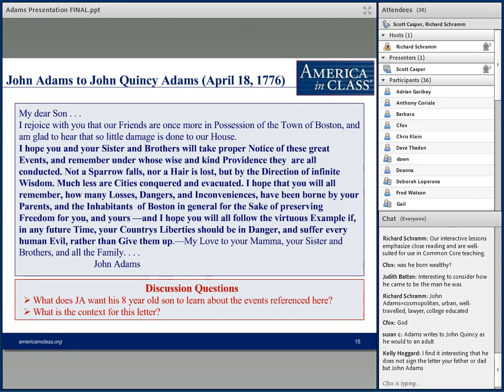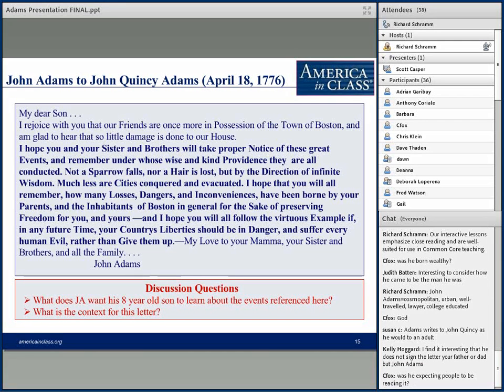All right, we also have another comment here. Adams writes to John Quincy as he would to an adult. Yeah, well put. This is a letter that I wonder today whether somebody would write to an 8-year-old. But John Adams expects John Quincy Adams to have a certain degree of literacy. This would not be typical of 8-year-olds of the time, but maybe it was typical of John Quincy.